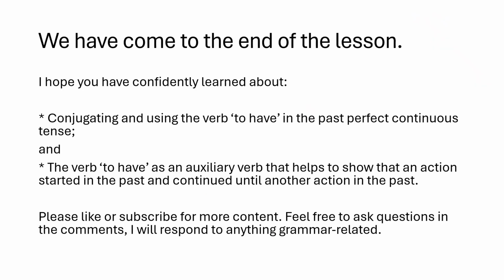Thank you for joining in the lesson today. I hope you have confidently learned about conjugating and using the verb to have in the past perfect continuous tense, and the verb to have as an auxiliary verb that helps to show that an action started in the past and continued until another action in the past.